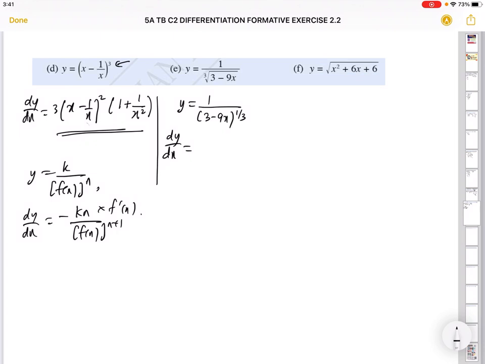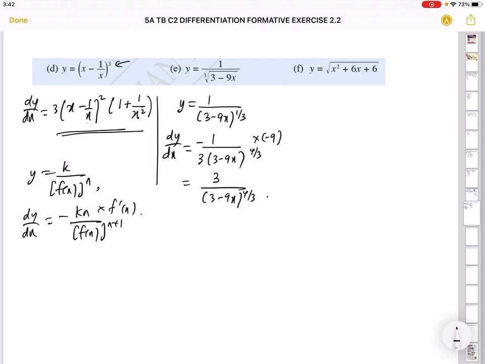So I'll just put a negative in front. 1 times 1/3 is 1/3, but I'm going to put a 1/3 here. Copy the bracket. I increase the power by 1, 4/3. And when I differentiate inside the bracket, what do I have here? I have a negative 9. So when I cancel it, I get 3 minus 9x power 4/3, right? So if you want to bring it up, differentiate, bring it back down, also can. Up to you.